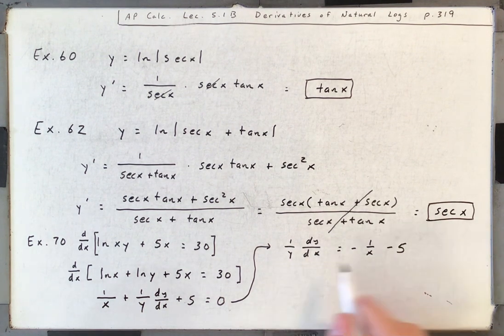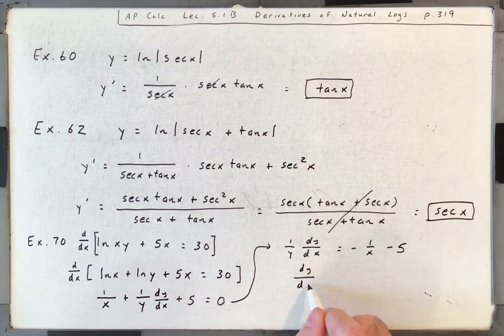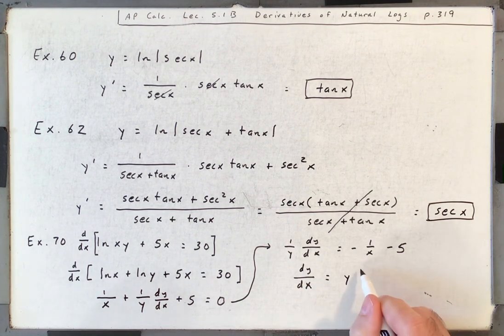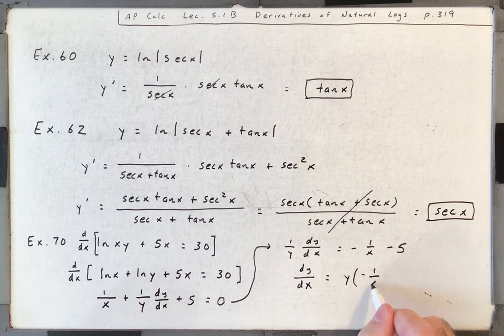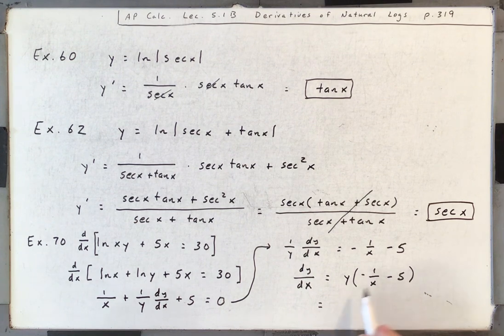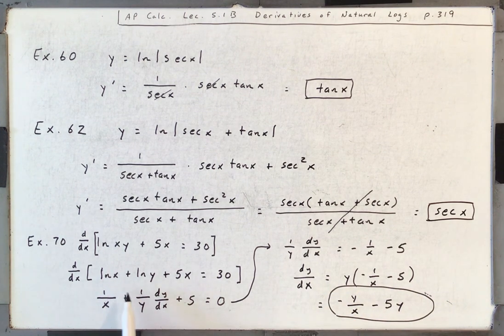Now let's multiply both sides by y to solve for dy dx. All right, so it's going to be y times negative 1 over x minus 5. So for our final, what we'll do is distribute the y. So I have minus y over x, and you don't really have to do that. You could leave it like this. So minus 5y as your final answer. So got x's and y's mixed up. Then you want to use implicit differentiation and differentiate with respect to x.